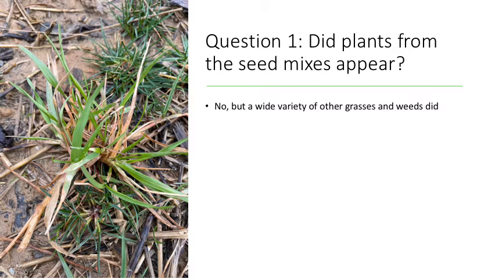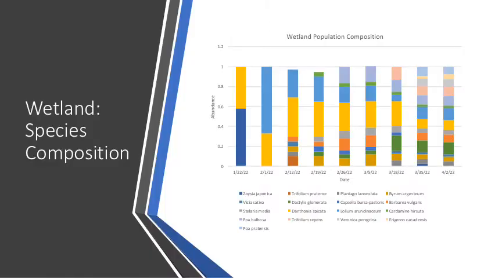For my first question, did the plants from the seed mixes appear? I came to the conclusion from my results that no, none of the plants appeared, but a wide variety of other grasses and weeds did. As for what plants did actually appear, this chart represents all of the different vegetative species and in what proportions they appeared in the population at the wetland location. The wetland habitat was dominated by weed species like hairy bittercress, yellow rocket, American speedwell, and Byram moss. These species are all among the first pioneer species to arrive to an area after a severe disturbance.